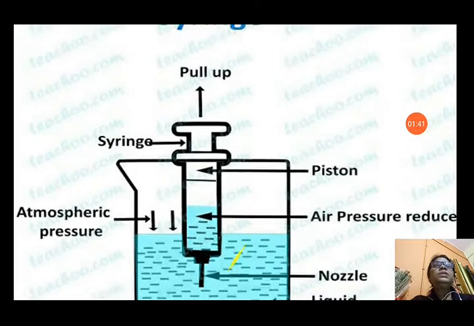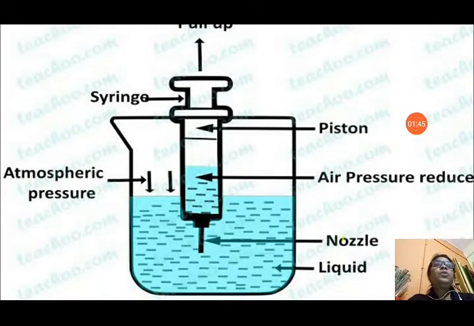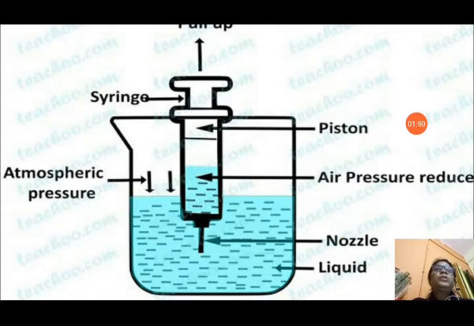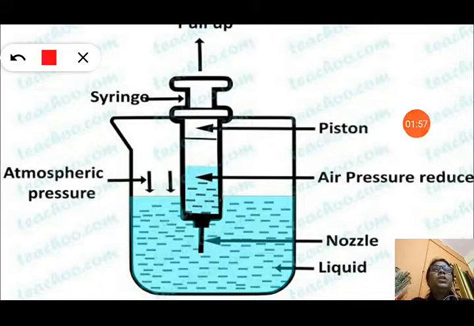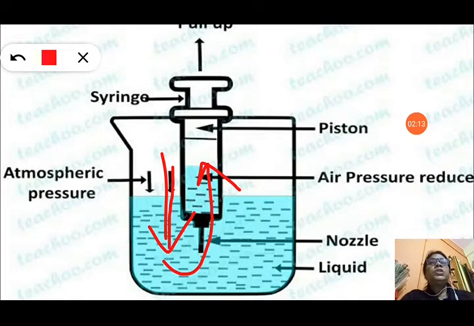In this you can see a syringe. When we push up the piston, what happens? All the air goes out from the glass tube of the syringe, and after that the atmospheric pressure is working on the liquid. This atmospheric pressure working on the liquid pushes the liquid inside the syringe because inside it is empty. So the atmospheric pressure falling on the liquid lets the medicine enter the empty syringe.